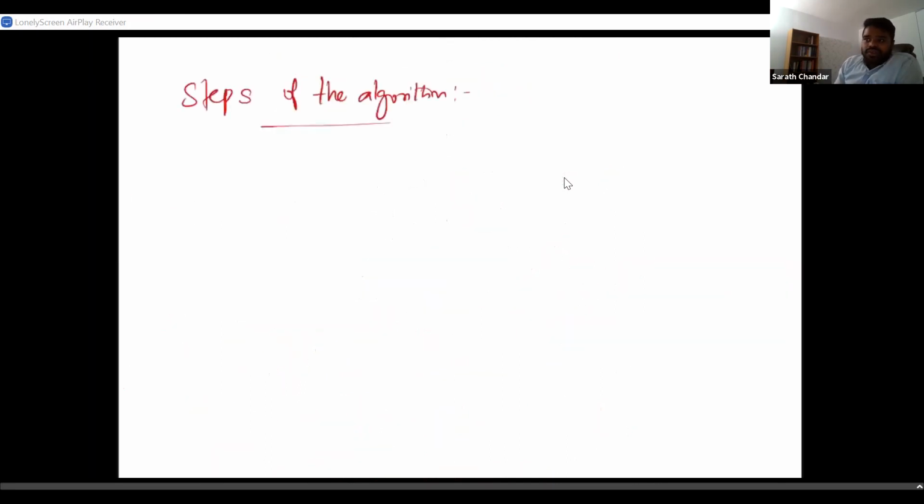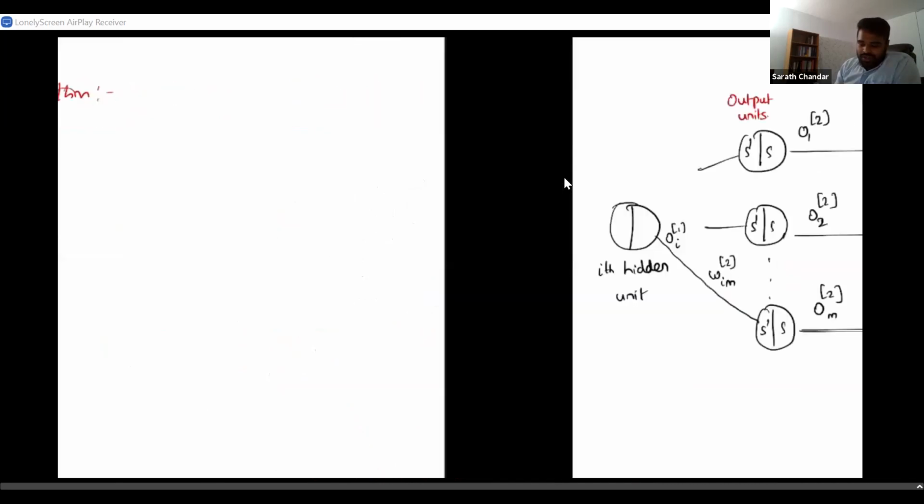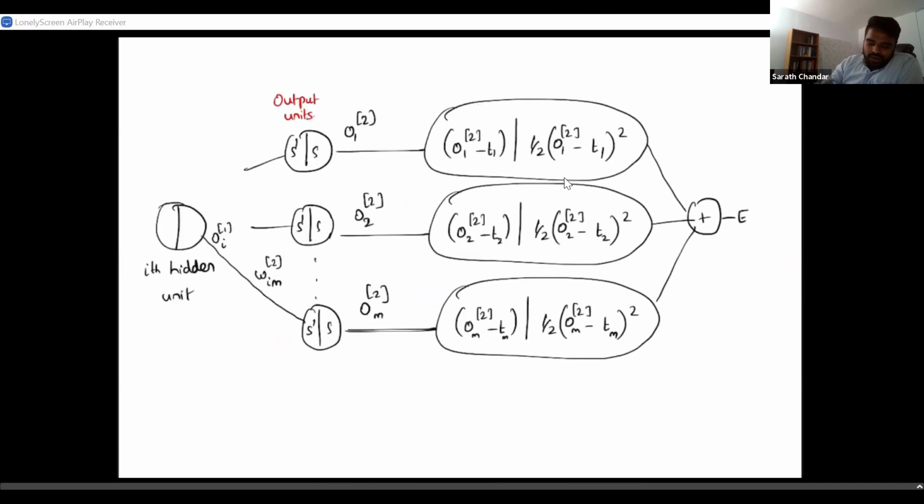Okay, so now the first step is to actually compute the extended network. You can see the extended network here. So basically, this is the ith hidden unit. From the ith hidden unit, you have a bunch of output units. There are m output units, and for each output unit you compute the error function. Now this is squared error. For every squared error you also have the corresponding differentiation term here, and you finally sum all these squared errors to get the error.